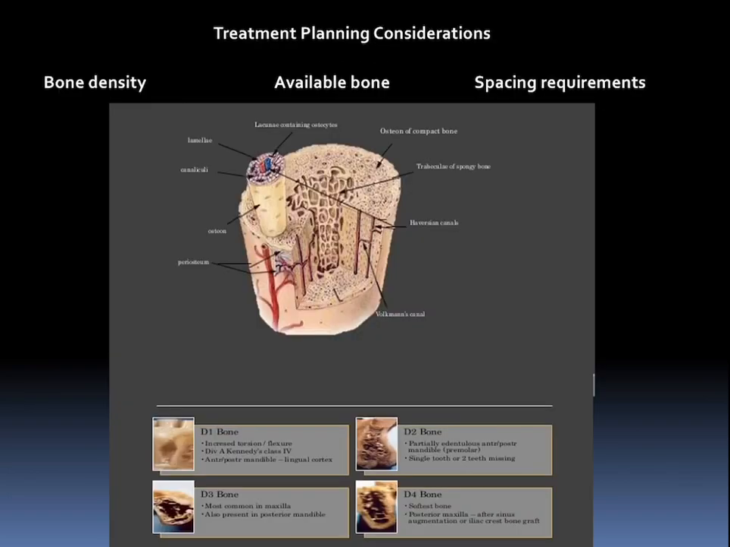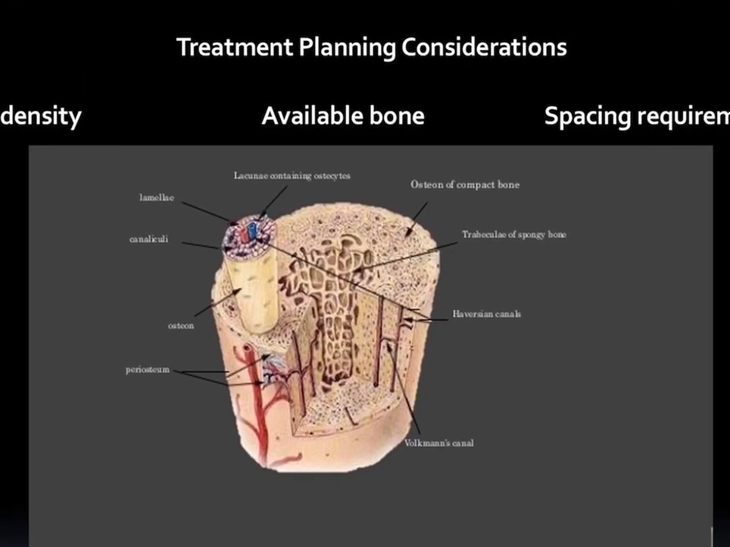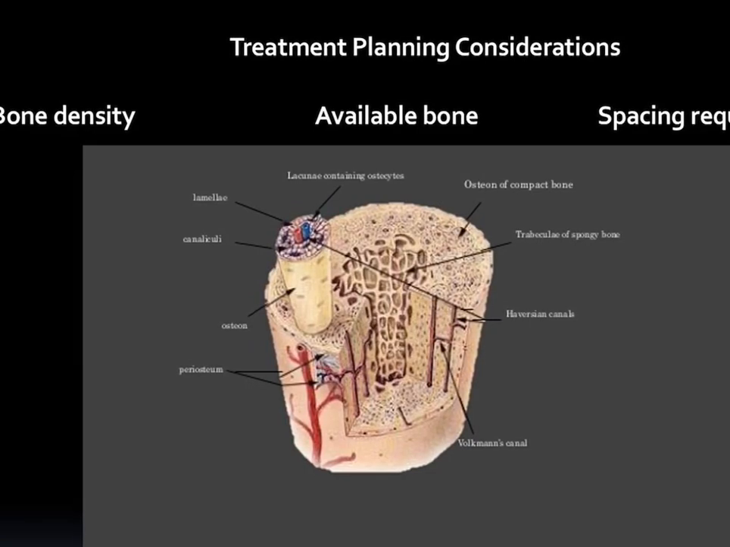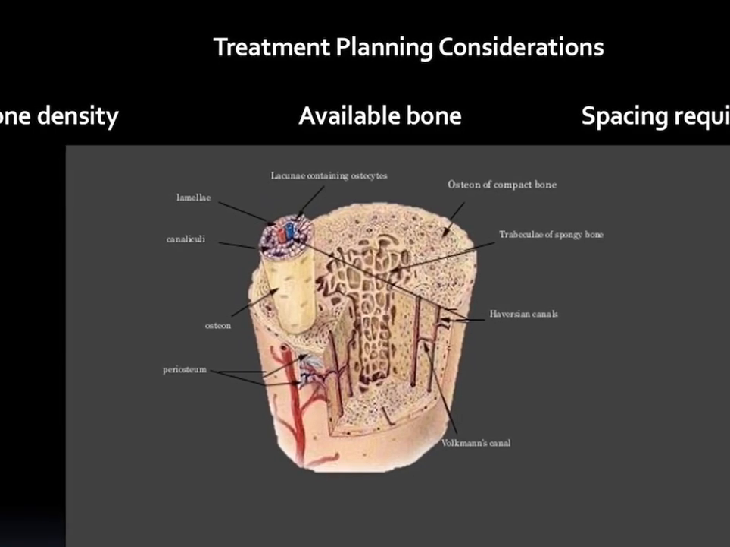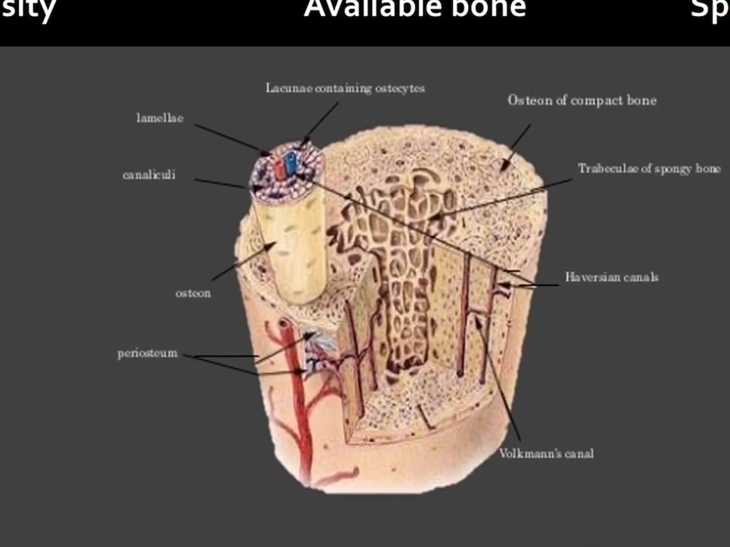So let's talk in detail about how treatment planning consideration for the implant is done. Basically, we look at the bone density, the available bone and how much of it is present, and the spacing required, that is from any natural tooth, or we can say from the nearby vital structures.